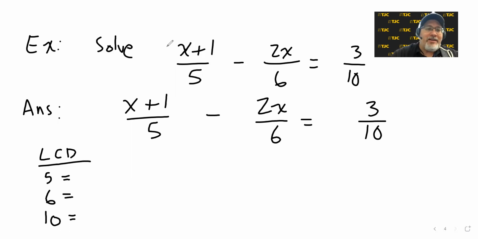and you're going to factor them into the product of prime numbers. For example, 10 is 2 times 5. That's as far down as it can factor. 6 is 2 times 3. And 5, of course, is just 5.